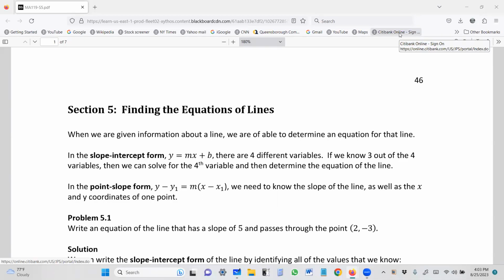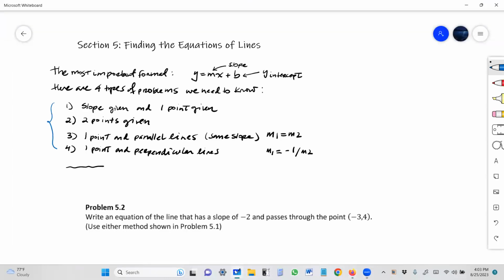Hi, hello everybody. So this is section 5, dealing with finding the equations of the line. And I'm going to show you the different types of problems that we're going to see in this section. And they're right here. We have 4 types of problems.